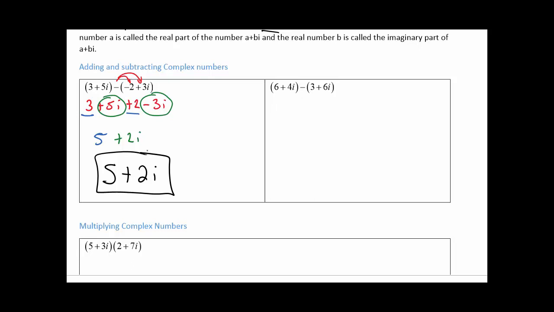Again, similarly, we can subtract these two numbers here. So we can distribute that negative in to the 3 plus 6i. So 6 plus 4i. The negative times the 3 is minus 3, and that's minus 6i. And then I can look for like terms. So 6 minus 3 is 3. And the 4i and the minus 6i gives us negative 2i. So that's our simplified form.